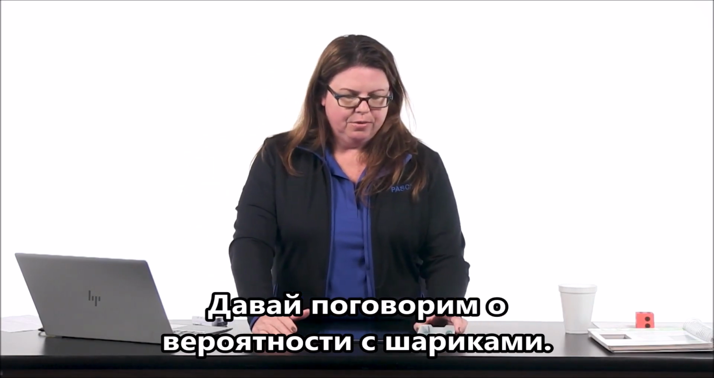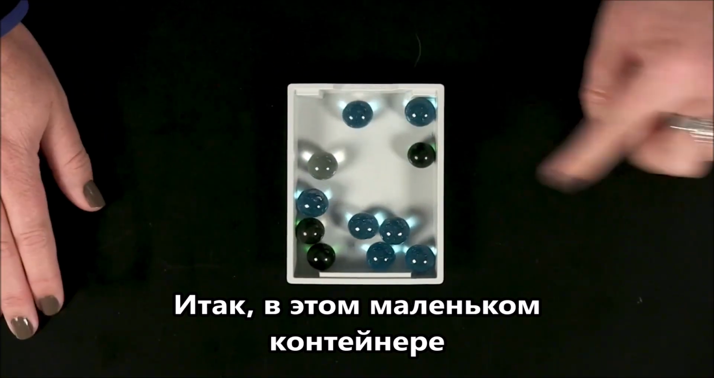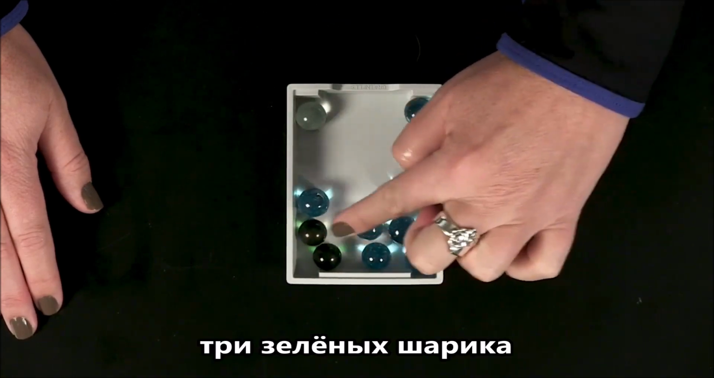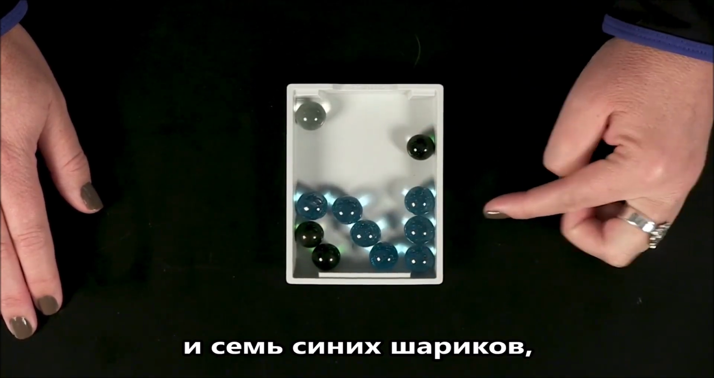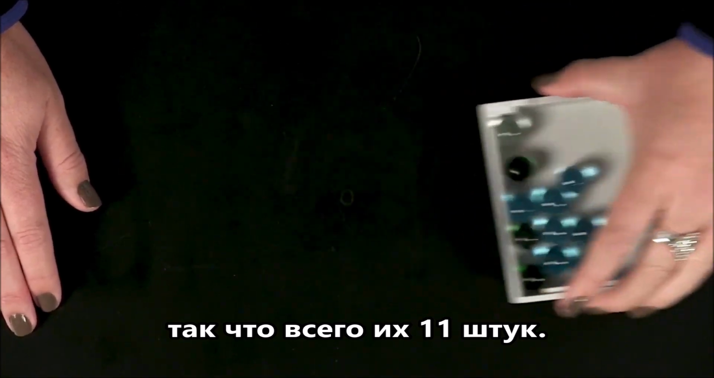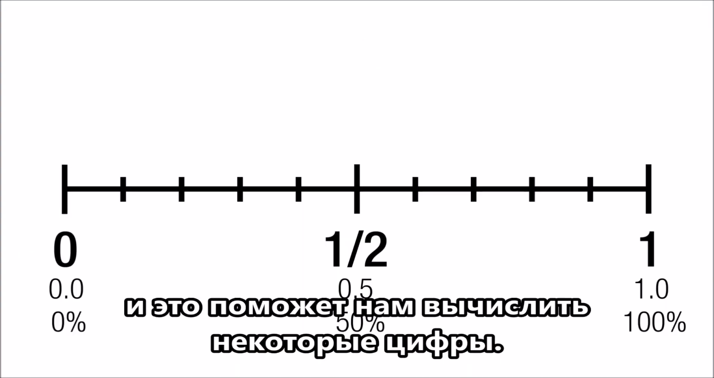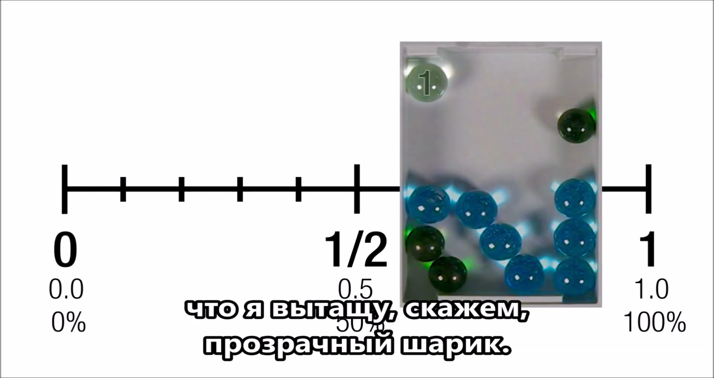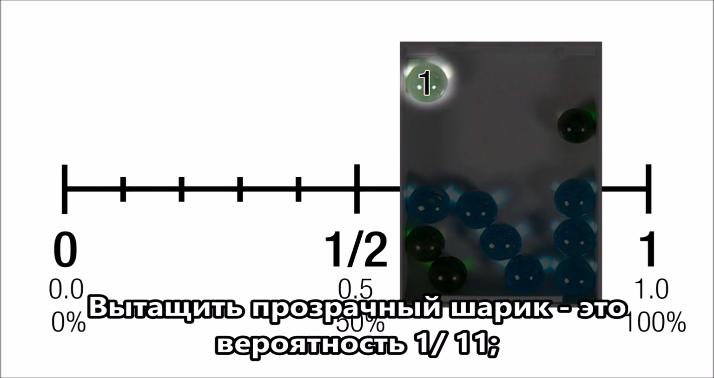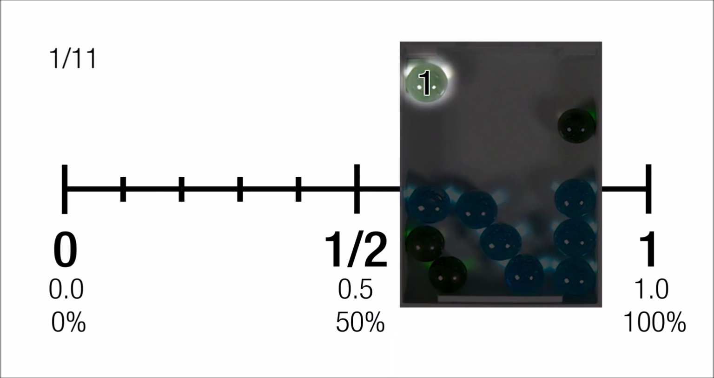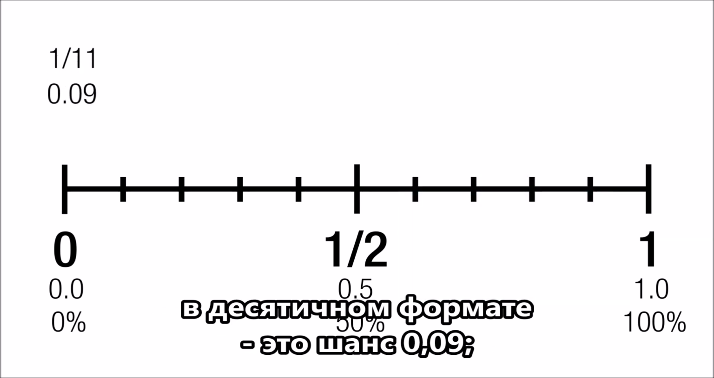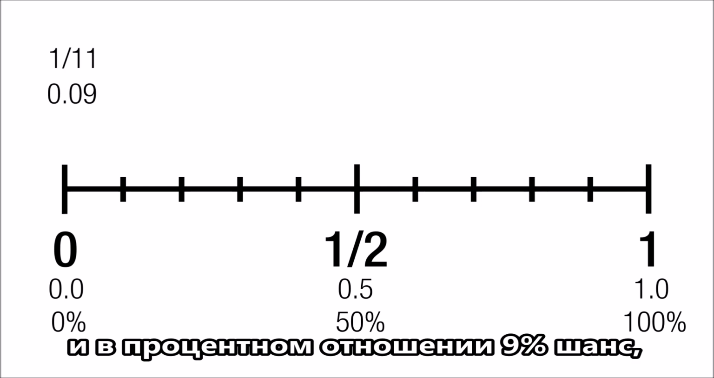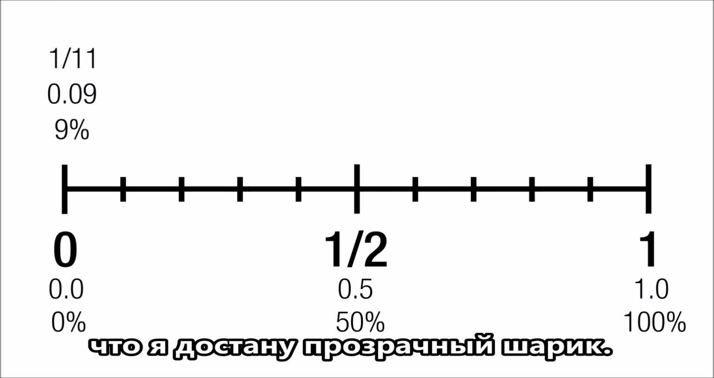Let's talk about probability with marbles. So in this little container, I have 1 clear marble, 3 green marbles, and 7 blue marbles. So in total, there's 11. I'm going to bring you back to the iPad, and this will help us work some numbers out. So let's talk about the likelihood of me pulling, say, the clear marble. Well, the clear marble is a 1 in 11 chance. In decimal format, that's a 0.09 chance. And percentage-wise, I have a 9% chance that I'm going to pull a clear marble.